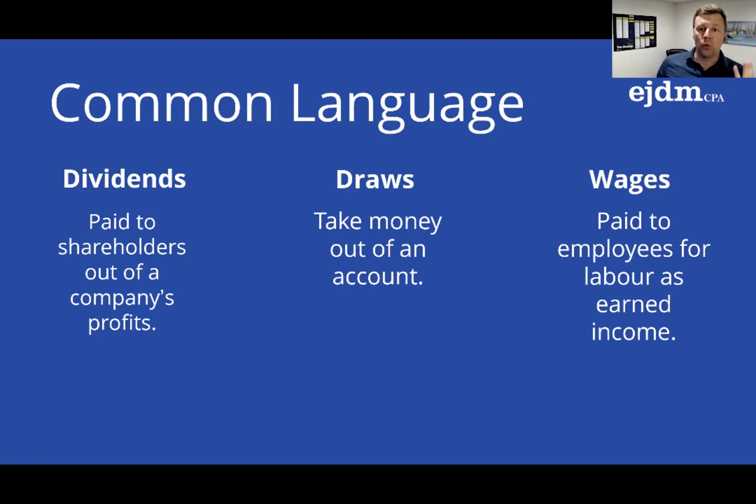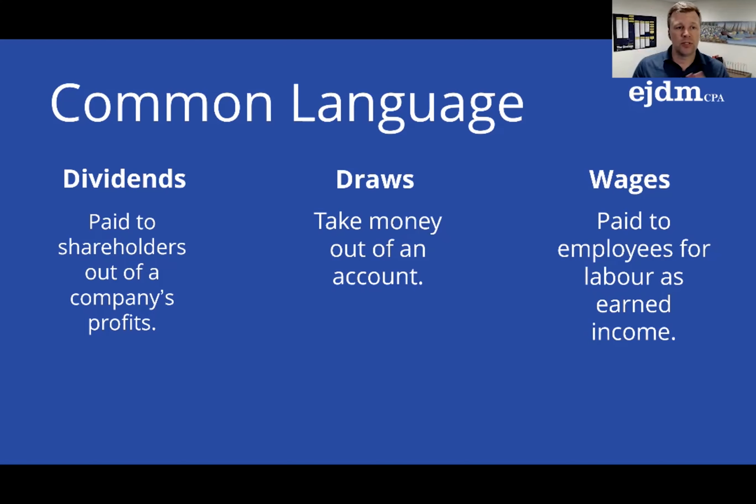And then the third one is wages. Wages are paid to employees for labor, generally as an earned type of income. I do something for you, you pay me a wage. I come to work, you pay me a wage. I'm an employee of yours, and you control what I do. You tell me what to do, and I go do that. And that's where I get a wage from.